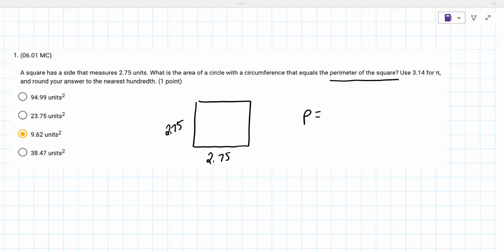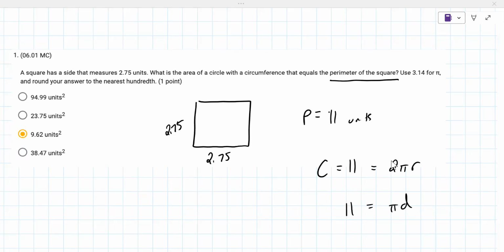Let me know when you got an answer there. I got 11. Yes, the perimeter is 11 units, and the circumference is 11. Now the circumference is 2 pi r, or pi times diameter. Got it. And then we're supposed to use 3.14 again for pi. So why don't you try calculating that and let me know what you come up with.